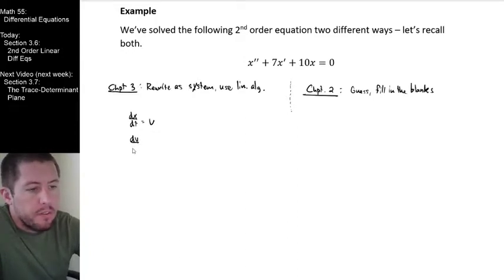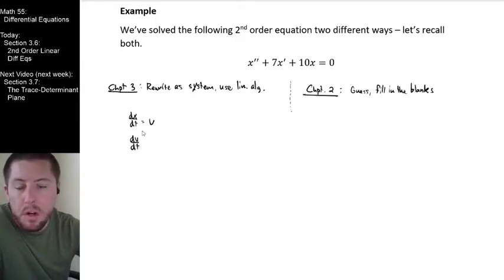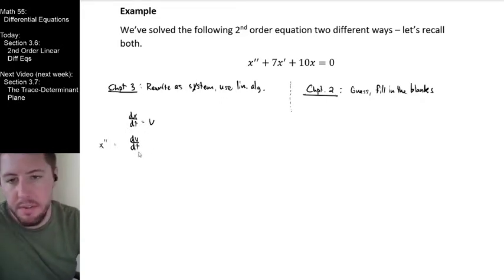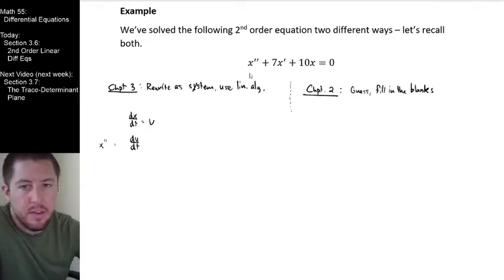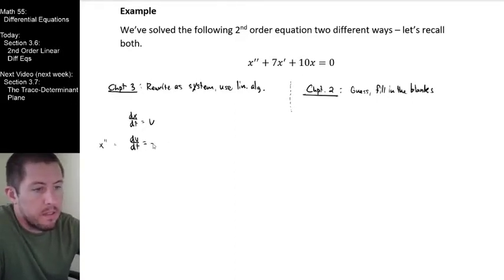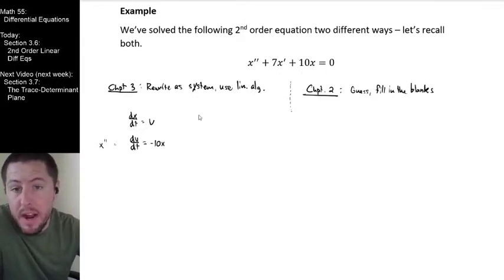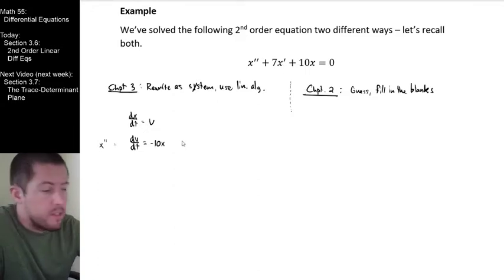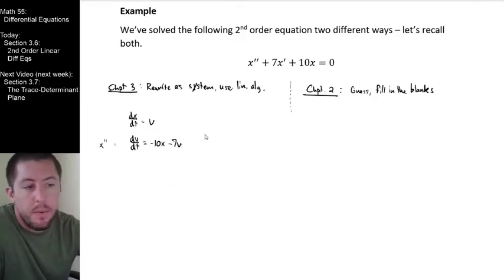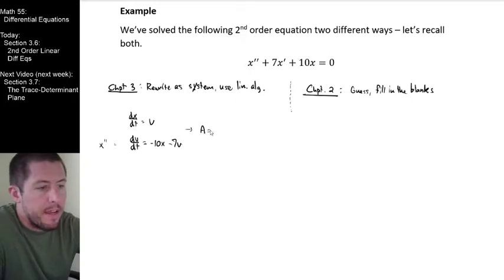Then we said we can take the derivative of velocity, and that should be acceleration. Importantly, remember, dv/dt is the same thing as x double prime, the second derivative of x. I can solve for that in this equation by subtracting over these two components to the right-hand side. So that should be giving me a negative 10x, and then a negative 7 times v, since the derivative of x is what we're calling v. That led us to this A matrix: 0, 1, negative 10, negative 7.